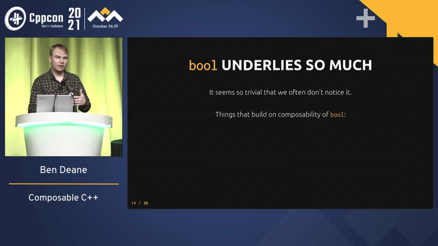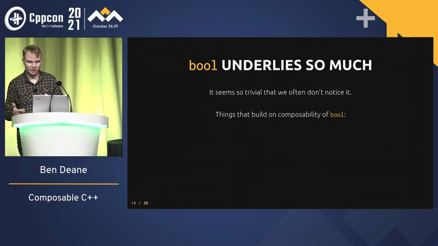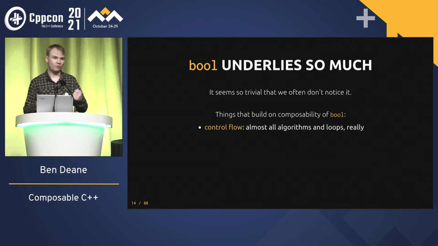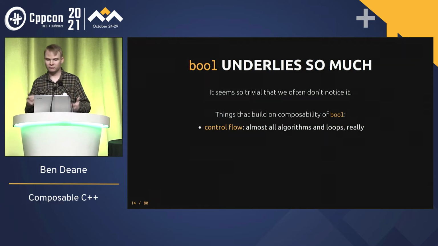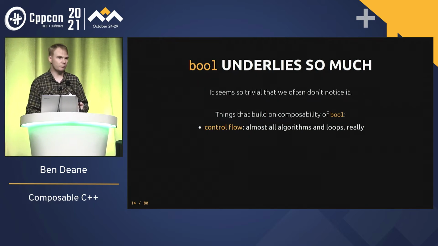And bool seems so trivial that we usually don't notice it. But lots of things build on the composability of bool. For example, obviously control flow. Almost all algorithms: find, all_of, any_of, mismatch, etc. Anytime we want to loop until some condition is true, we're exploiting those composable properties of bool.